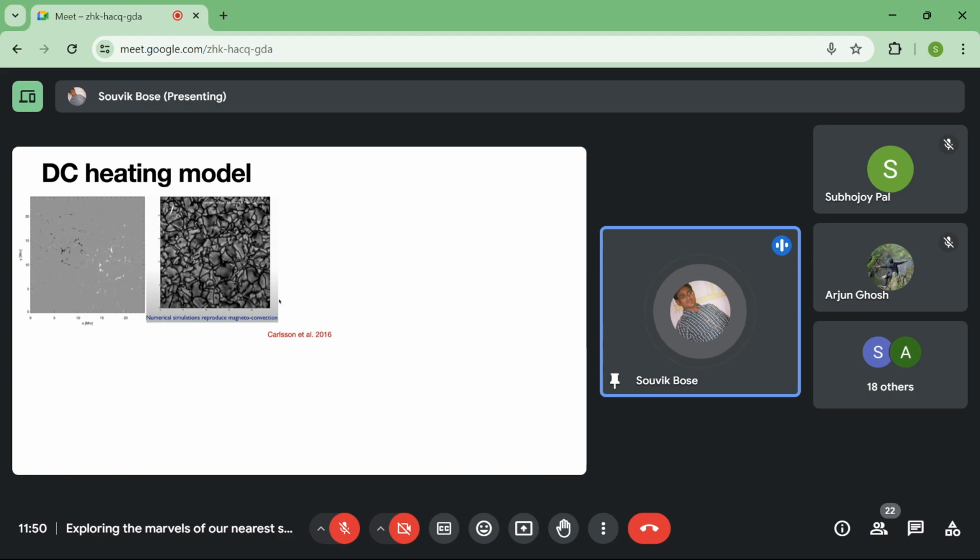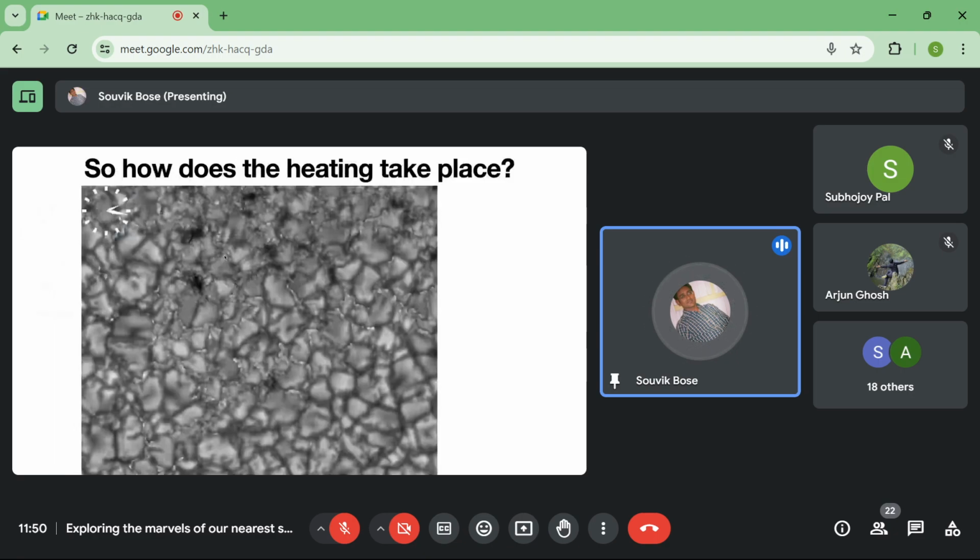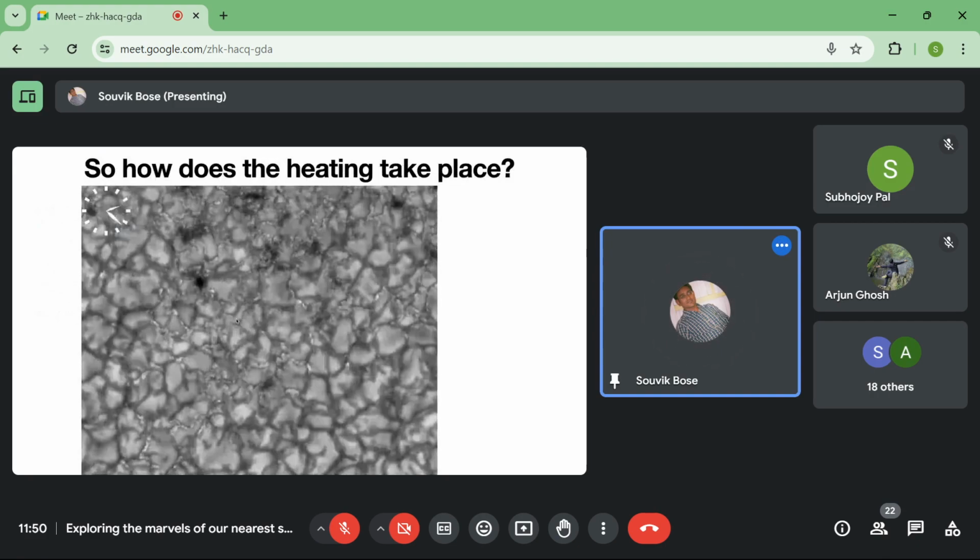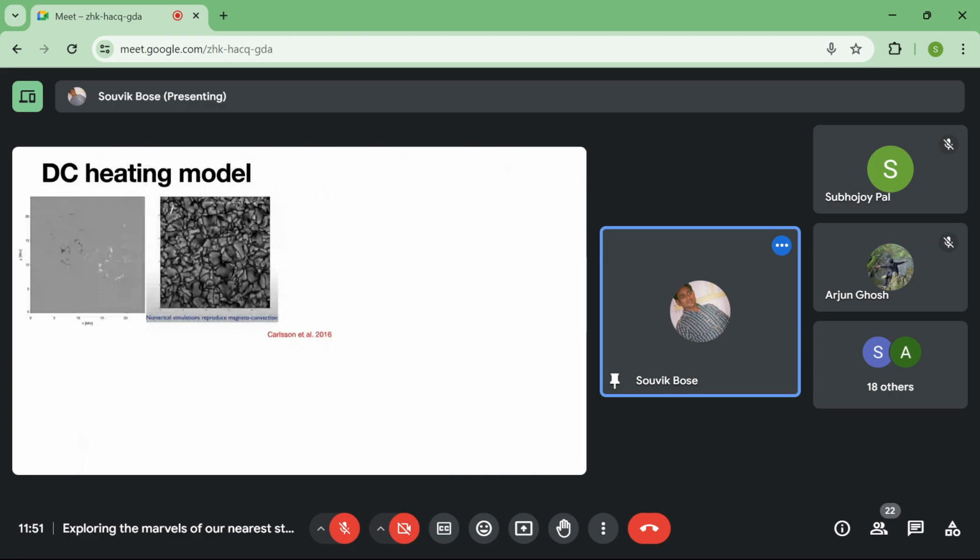This is a numerical simulation, by the way. This is a computer-generated simulation. This has nothing to do with observations. But if you look at this, it looks very similar to the image that you see here. This is an actual observation from the Swedish Solar Telescope, right? This is a numerical simulation computed using the Bifrost code, which was developed in Oslo. And this is the associated magnetic field structure with it.